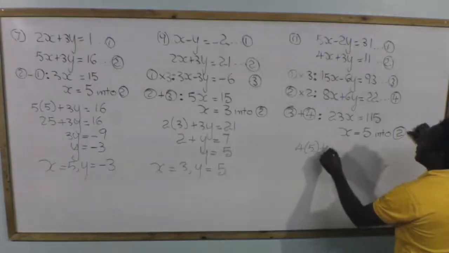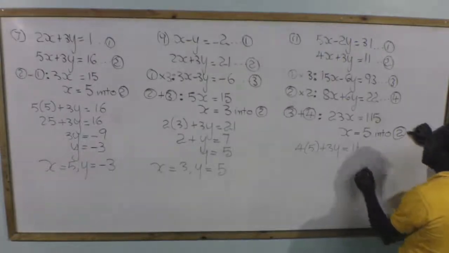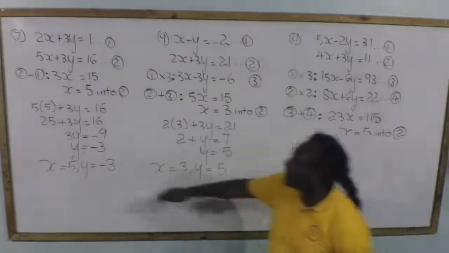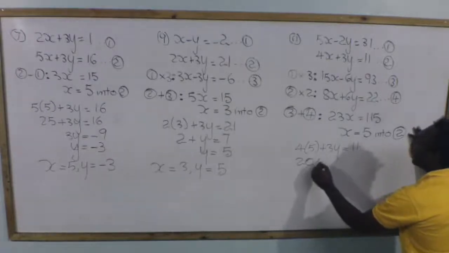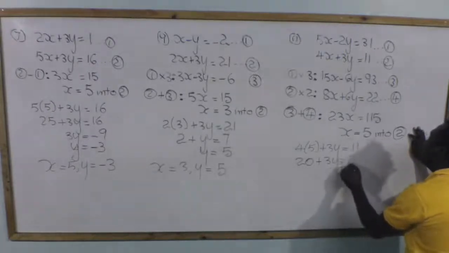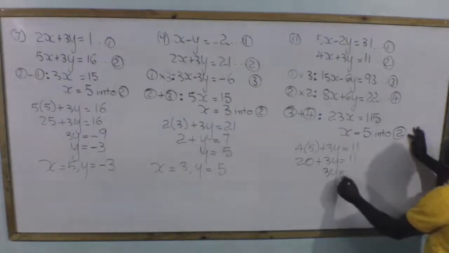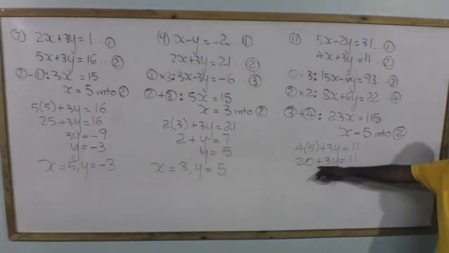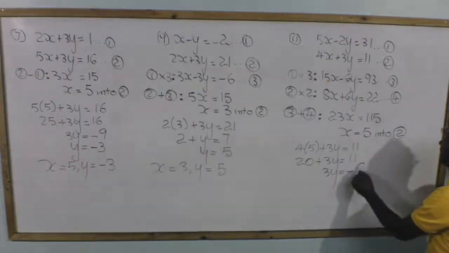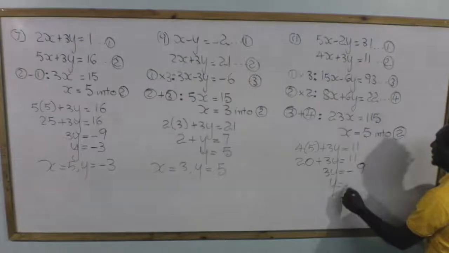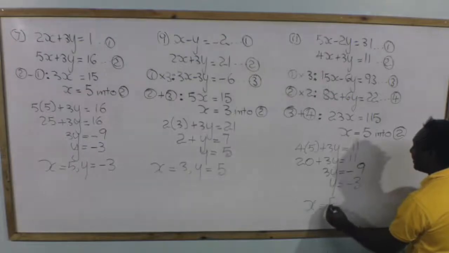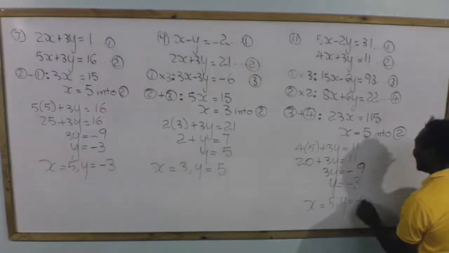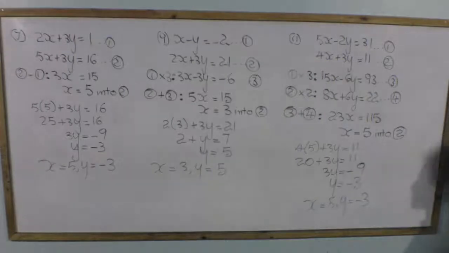Four times 5 plus 3y is equal to 11. Which one is similar to it? This one. So what do we have? 20 plus 3y is equal to 11. So 3y is equal to, subtracting 20 from both sides, negative 9. So y is equal to negative 3. So x is equal to 5, y is equal to negative 3. Fine. That's all there is to it.